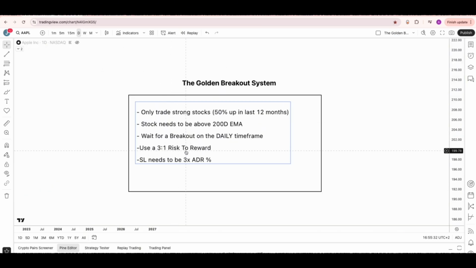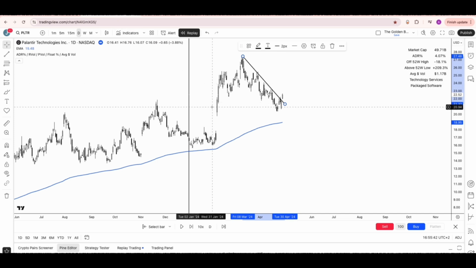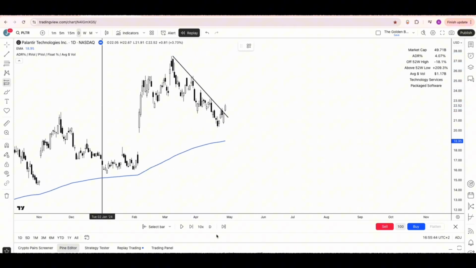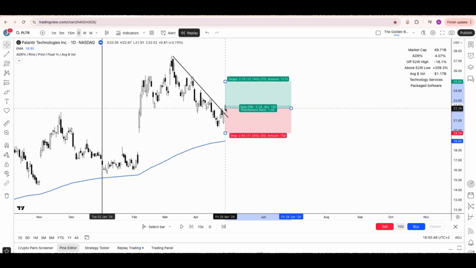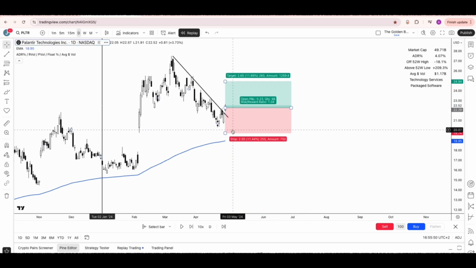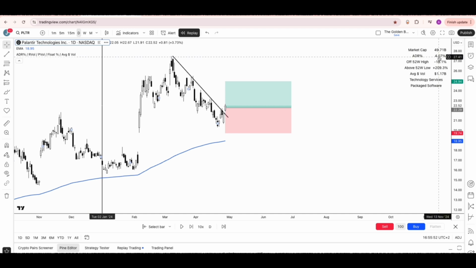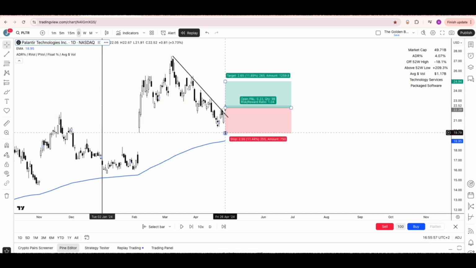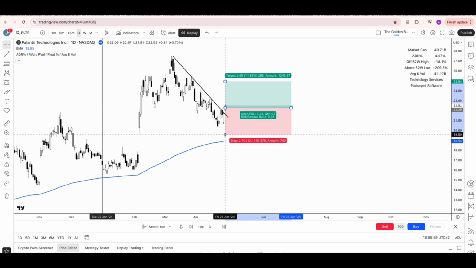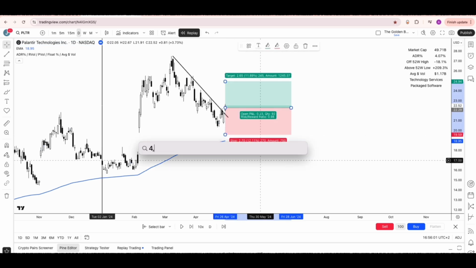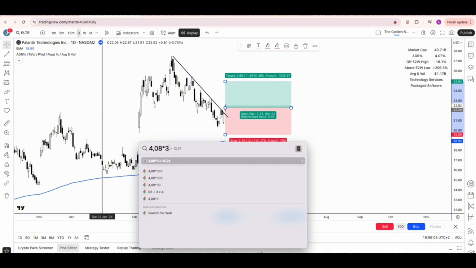So now our last two criteria, which is to use a 3-to-1 risk to reward, and our stop loss needs to be 3 times bigger than the daily ADR. So let's do that. First of all, let's enter the trade. You should have entered during this particular candle. Let's just say we entered in the middle. And now the ADR basically is 4%. So our stop loss needs to be a minimum of 12%. So let's take 4.07 times 3.